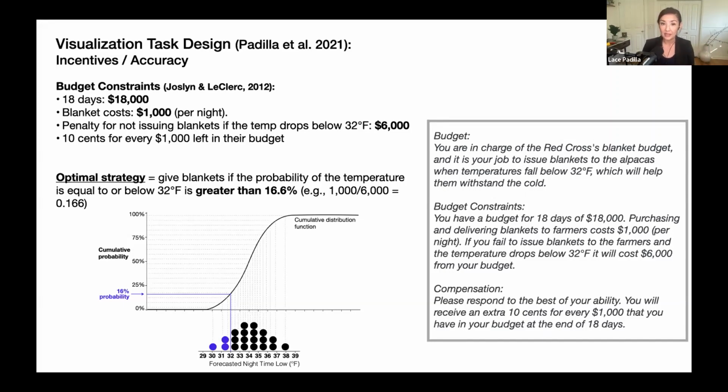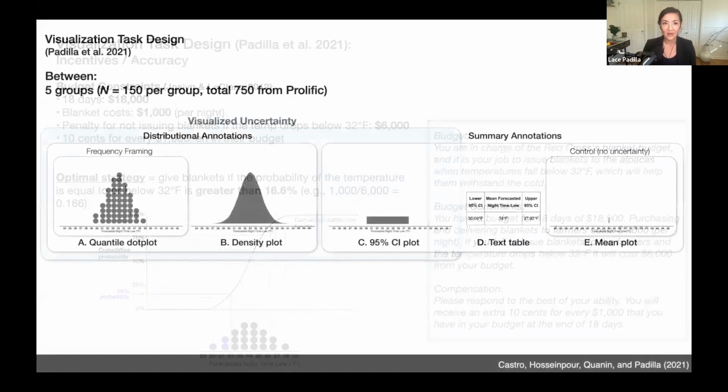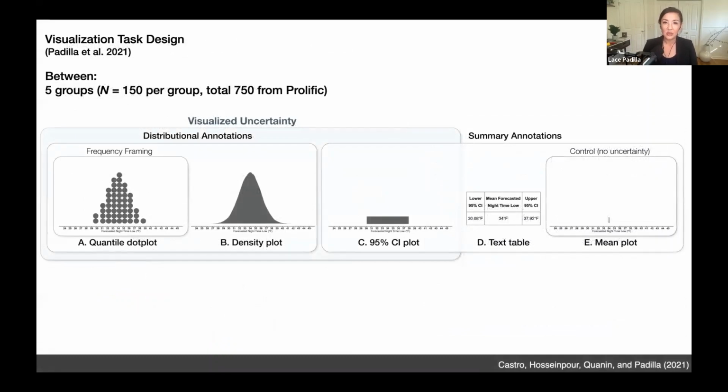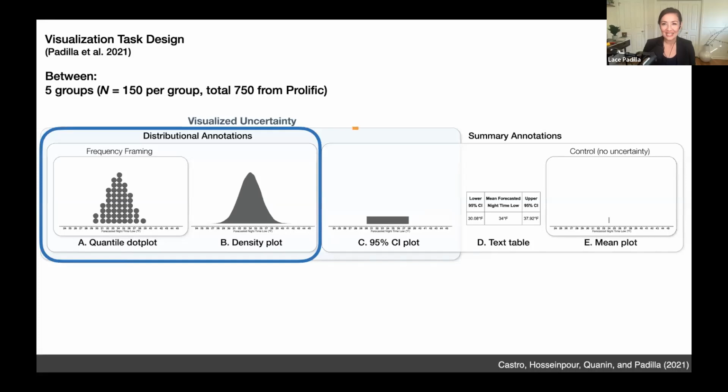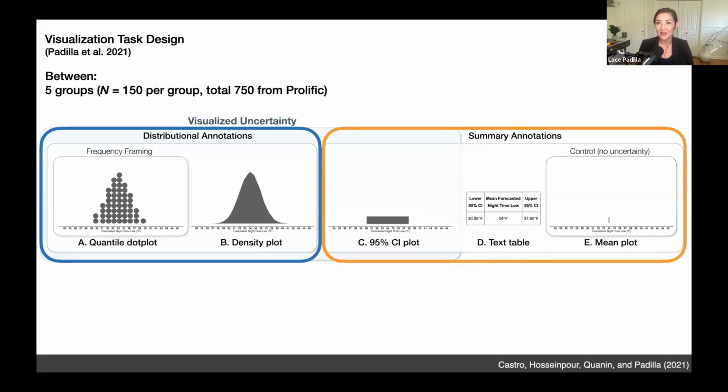So what I'm going to show you in terms of the results is accuracy, because we could figure that out explicitly in this experiment. Okay, so for this experiment, we wanted to test some visualization categories that should be familiar to you at this point. We have some distributional annotations and some summary annotations. For the summary annotations, we had a 95% confidence interval plot around a mean forecasted temperature. We also had a text table expressing the same information as in the confidence interval plot, and then a mean plot as a control, which had no uncertainty at all, because we want to know what's their accuracy if they don't get shown any uncertainty.